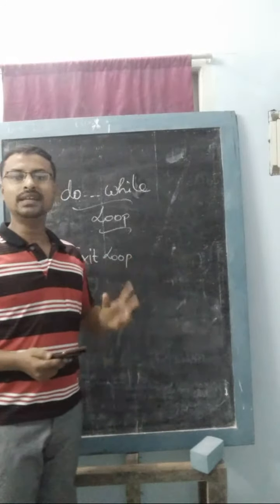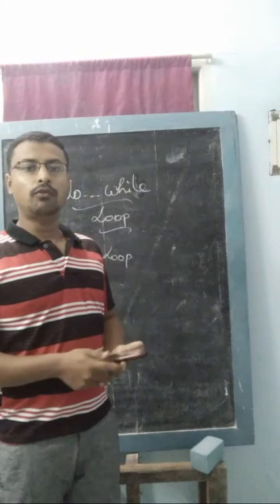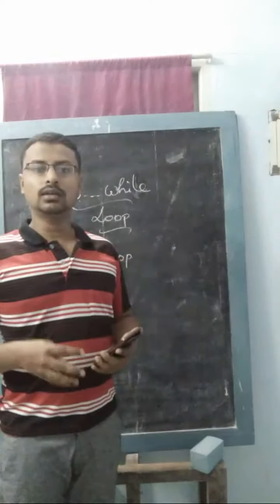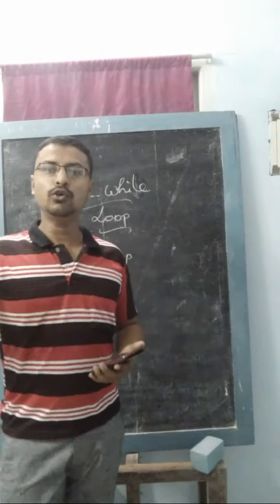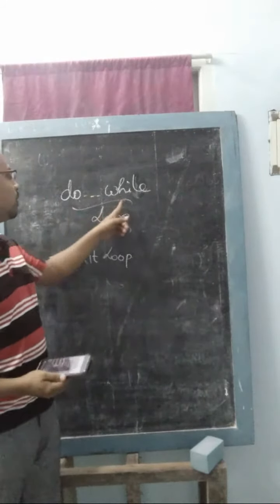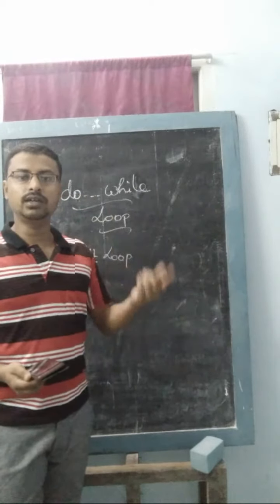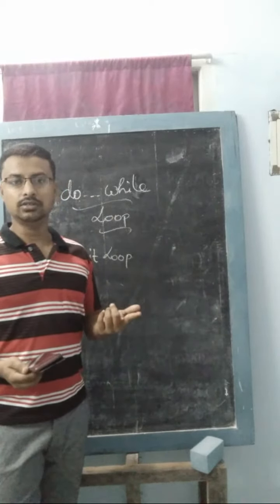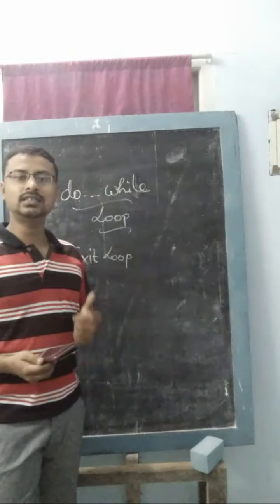This loop is completely different from the for and while loops, because for and while both check the condition before executing the statement. But in the case of the do while loop, it will execute the statement first. After that, it will check the condition. So we say do while loop is an exit check loop.